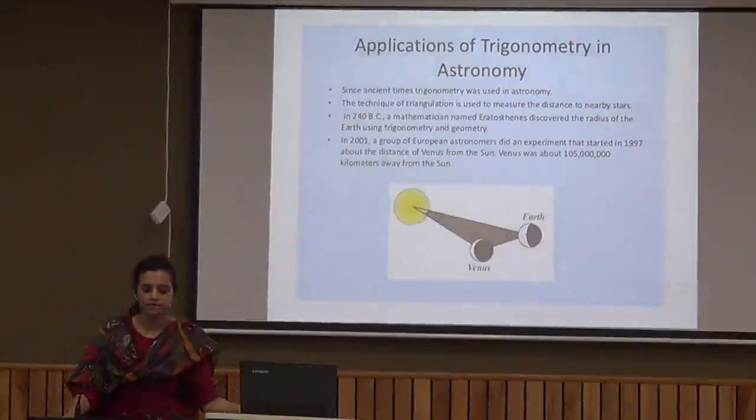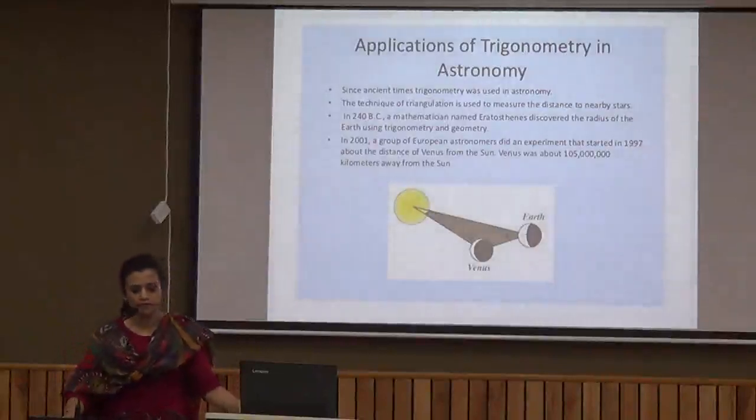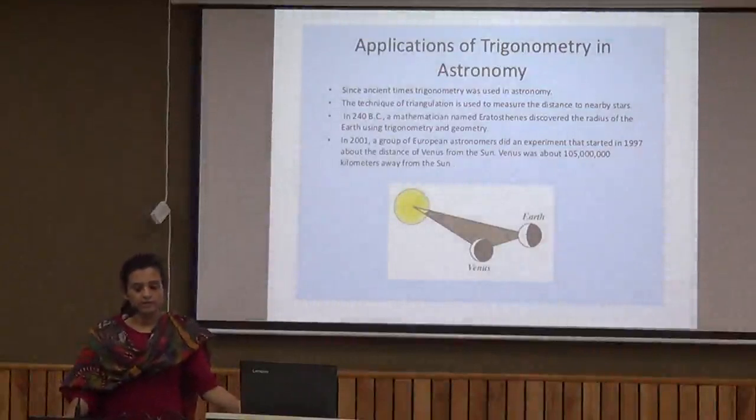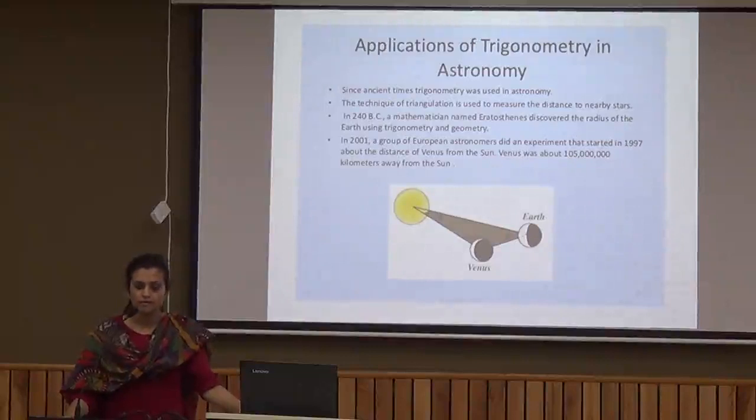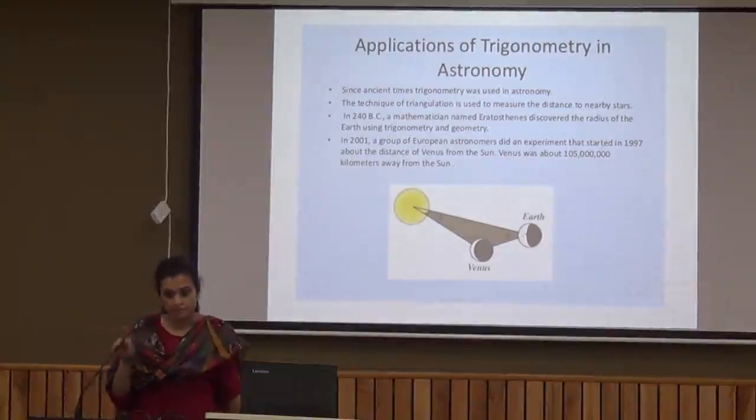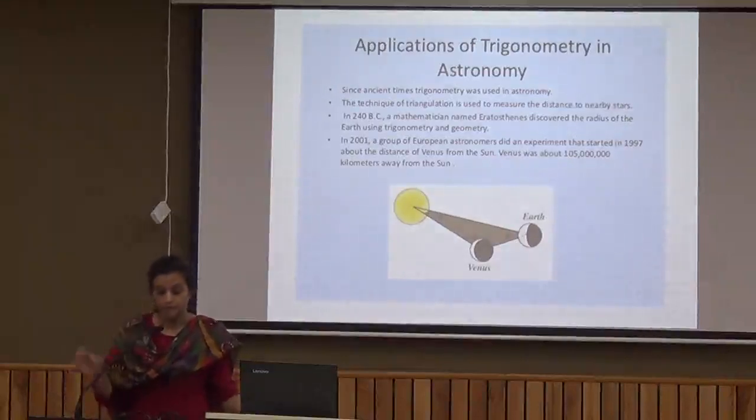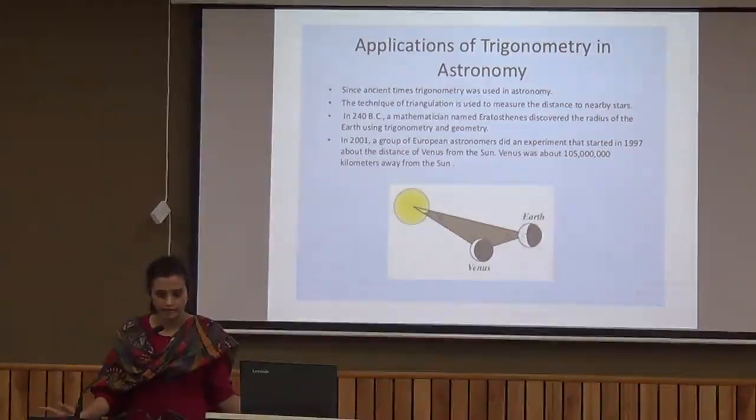Now some applications of trigonometry in astronomy, let's quickly go through that. Since ancient times, trigonometry was used in astronomy. The technique of triangulation is used to measure the distance to nearby stars. In 240 BC, a mathematician named Eratosthenes discovered the radius of the earth using trigonometry and geometry. It's a very well-known fact.